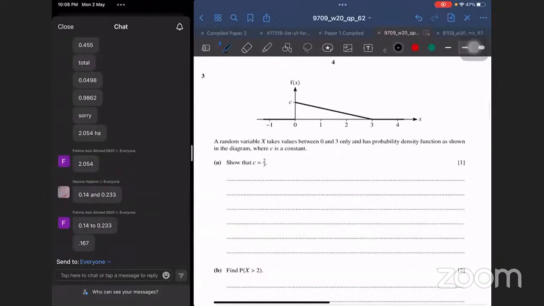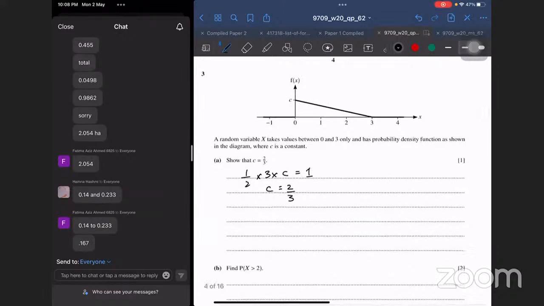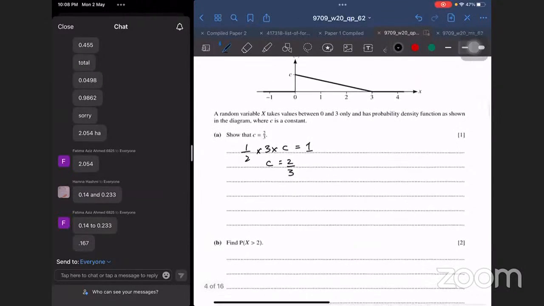And this is question number 3. It says a random variable X takes values between 0 and 3 and has probability density function as shown in the diagram, where C is a constant. So this is simple, the area will equal 1. The base is 3, the height is C, the area is 1, so C will be 2/3. Find the probability of x greater than 2.